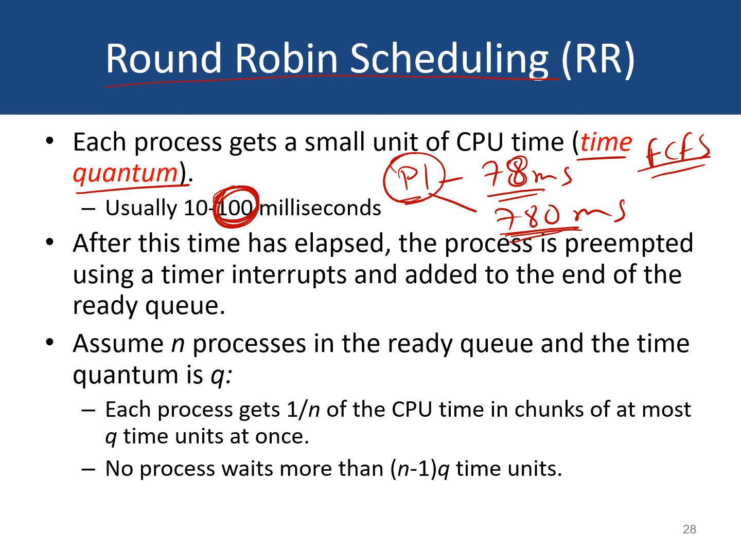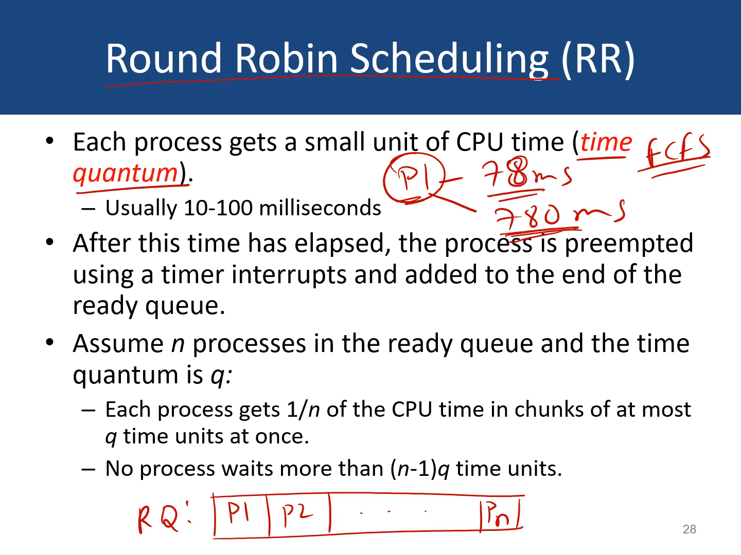Let's quickly think about the fairness property and also the wait times that the processes will see with the round robin scheduling. Let's assume that this is our ready queue over here. It has n processes, P1, P2 all the way to Pn. Let's further assume that the time quantum in the round robin scheduling is exactly q time units. So in the round robin scheduling, every process here in the ready queue will get exactly 1 by n of the CPU time in chunks of at most q time units.